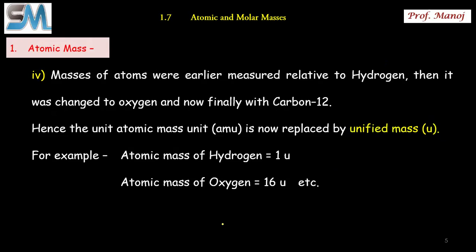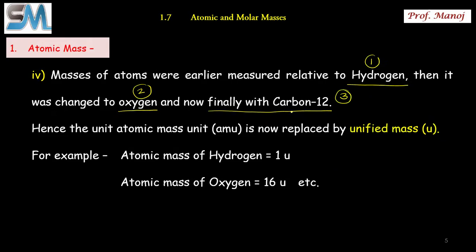Let us come back to this unit concept of atomic mass. Now, mass of atom, as we said, was earlier measured by hydrogen. That was the oldest method. In between, it was replaced with oxygen. Now with the SI system, finally we have landed with carbon.